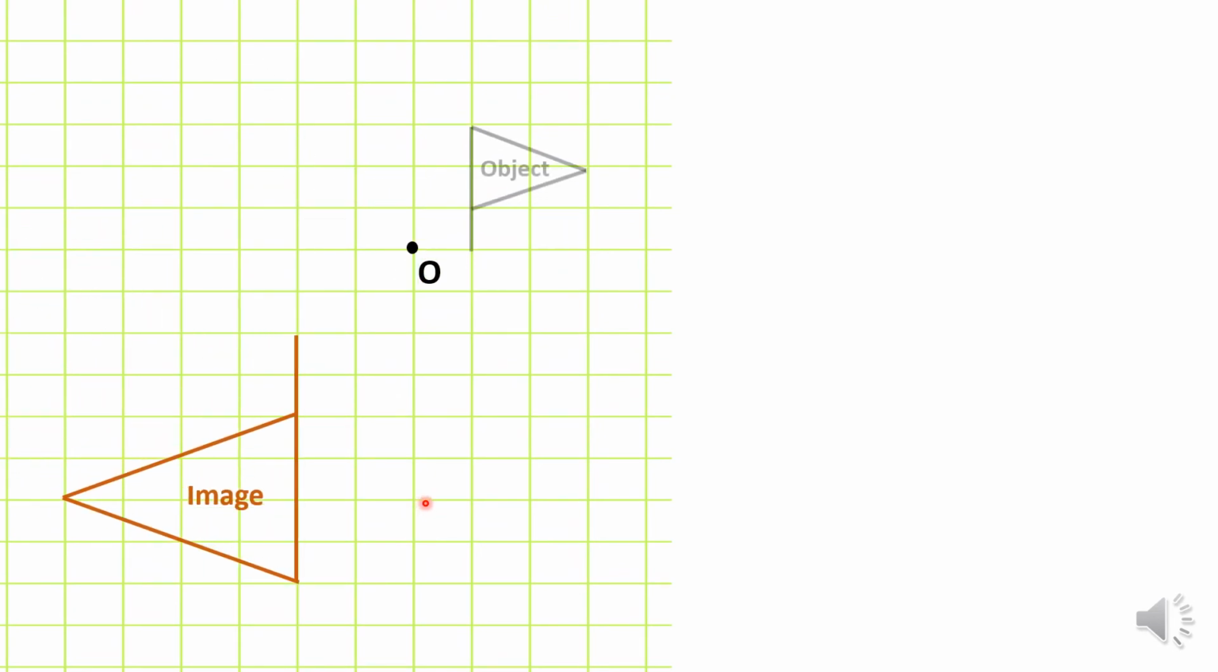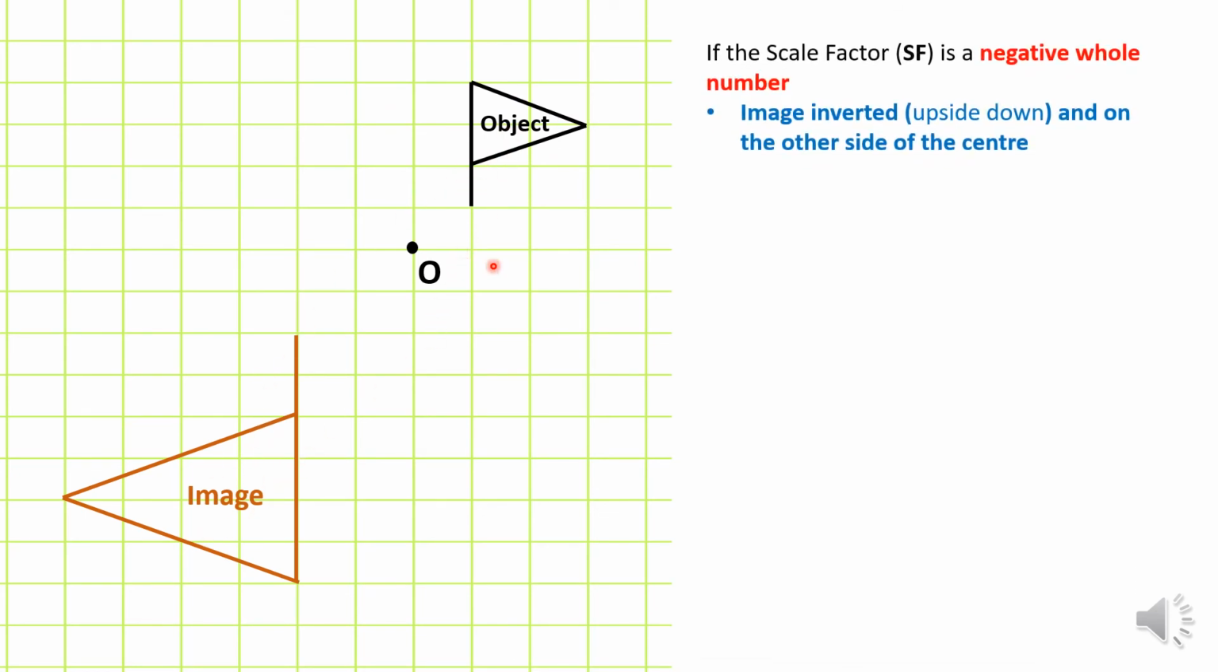Lastly, what if you are dealing with a negative whole number, for example? So I have got the object here, and you can see I have the image here. So something flipped around here. So this is when you are dealing with a negative whole number. Your image is sort of inverted, upside down. And for you to find the center of enlargement, you can simply join the corresponding points that will pass through that same particular place. So the scale factor is -2 when you come across something like this.